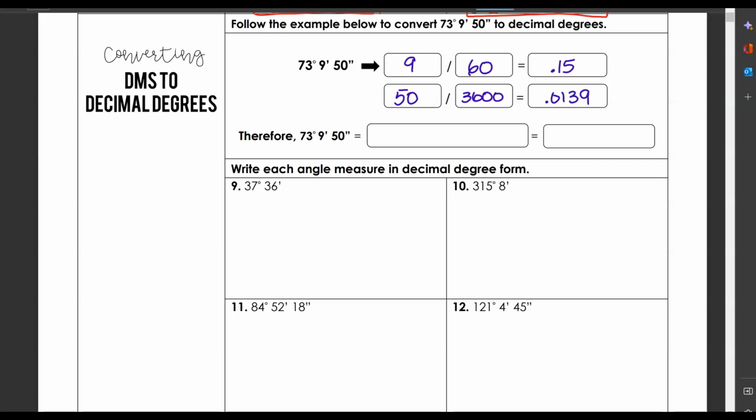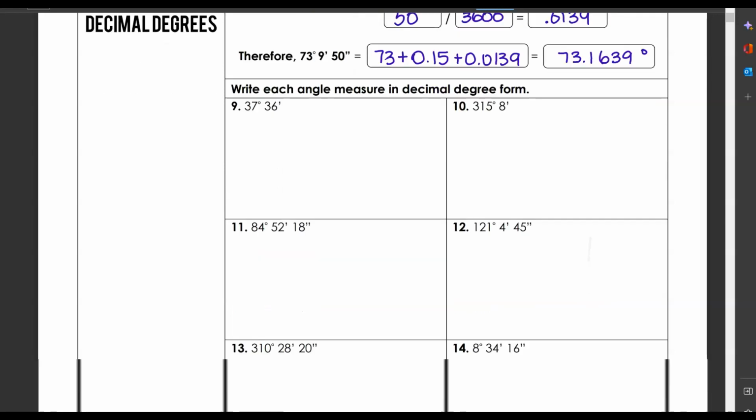So 50 divided by this is going to give me 0.0139. All right, so now what we're going to do is add all of this together. So we're going to have those 73 plus the 0.15 from the minutes plus the 0.0139 from the seconds. Add that all up together, and we end up with 73.1639 degrees. Okay, so it's all about the division, and then we're going to sum those all up.